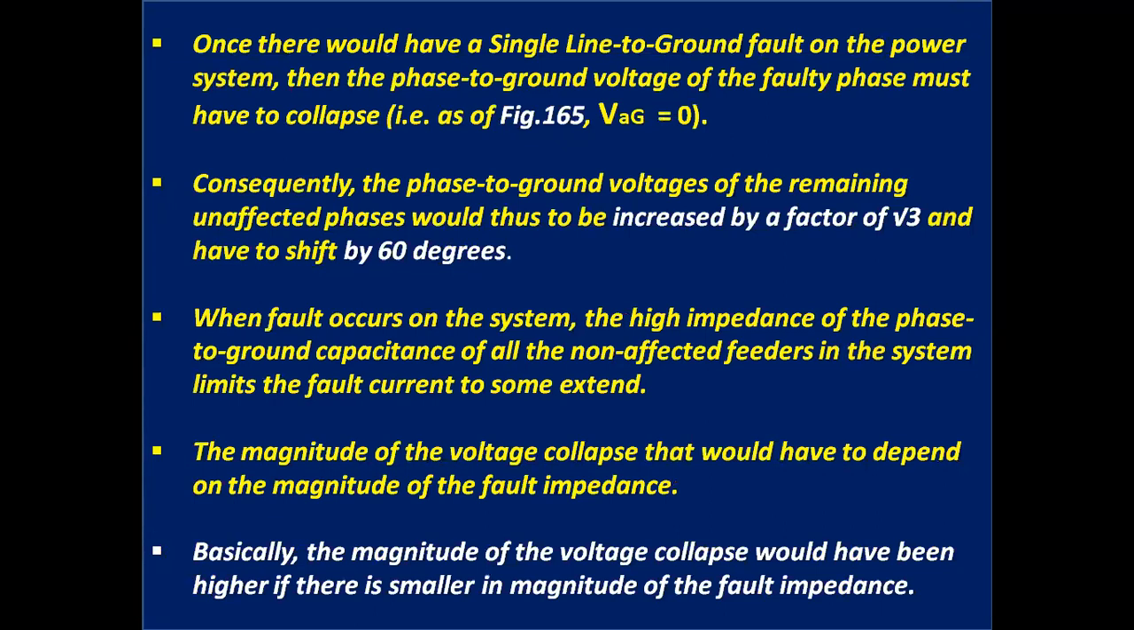When a fault occurs on the system, the high impedance of the phase to ground capacitance of all the non-affected feeders in the system limits the fault current to some extent. The magnitude of the voltage collapse depends on the magnitude of the fault impedance. Basically, the magnitude of the voltage collapse would be higher if the fault impedance is smaller in magnitude.